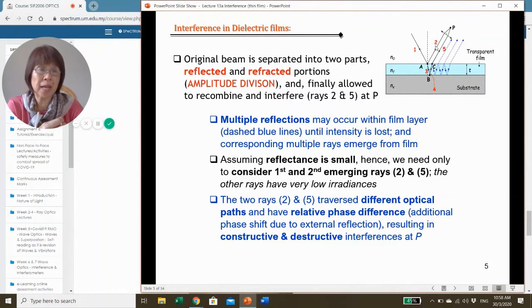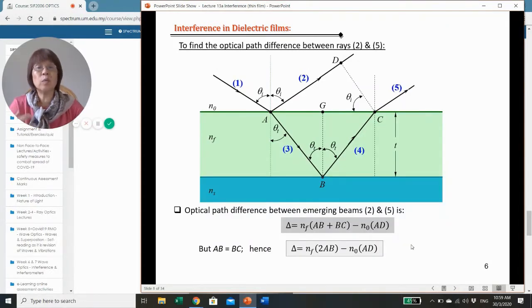So when they recombine as beam 2 and 5, the fact that they both have traveled different distances means there would be an optical path difference between beam 2 and beam 5 when they get collected at point P through a condenser lens. And we also have to take into consideration if there is any relative phase shift due to reflection. So it will give us a constructive interference or destructive interference depending on what condition they meet. So then we will have to calculate what would be the optical path difference between beam 2 and beam 5. So let's expand that circled region that I showed earlier on.